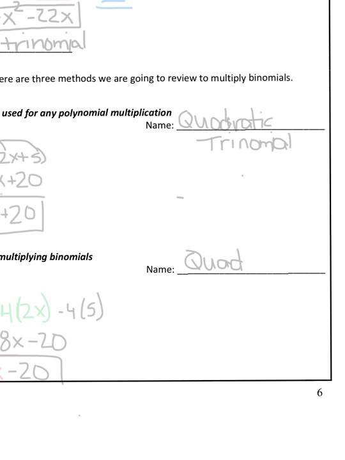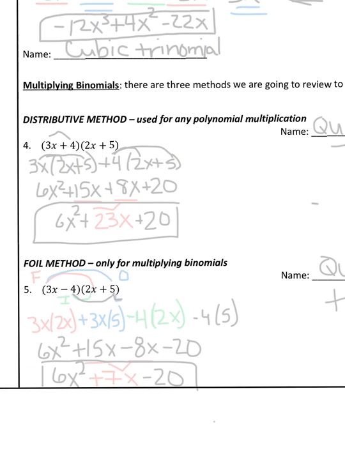Quadratic. And there are 3 terms, trinomial. Right? So another quadratic trinomial is what we got when we multiply. Let's go back to moving. There we go. When we multiply.